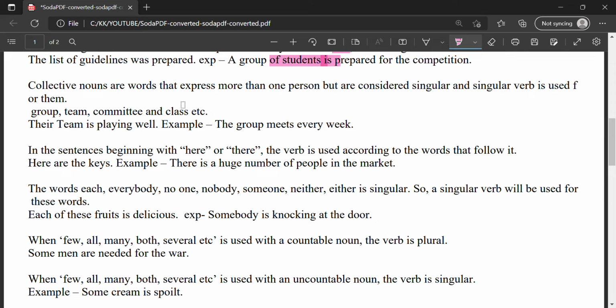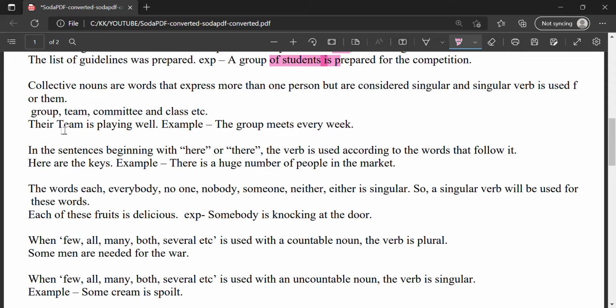Going on next, collective nouns. What is a collective noun? Collective nouns are words that express more than one person but are considered singular, and a singular verb is used for them also. If it is a group, team, committee, or class, or whatever you can imagine that is a collective noun, you're supposed to use a singular verb.